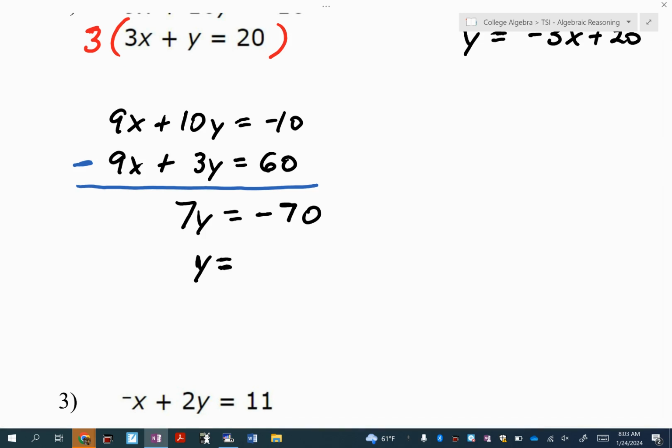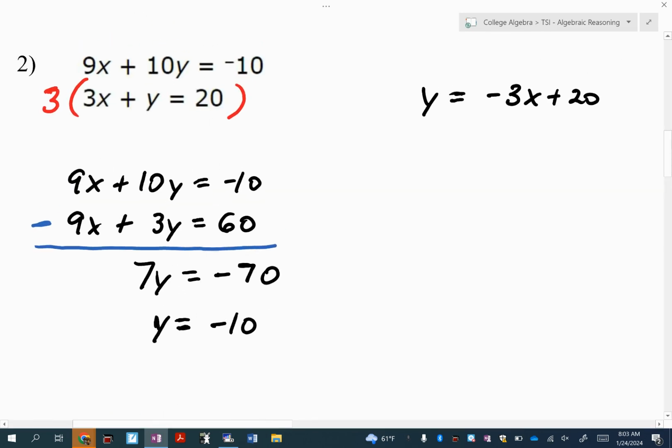Exactly. It could be. What's -70 divided by 7? -10. Awesome. We found the y. It's your choice now to go back to one of the originals. All right. Which original do you want to use? The first one or the second one? The second one first? 3x plus y equals 20. Let's plug in our y of -10.